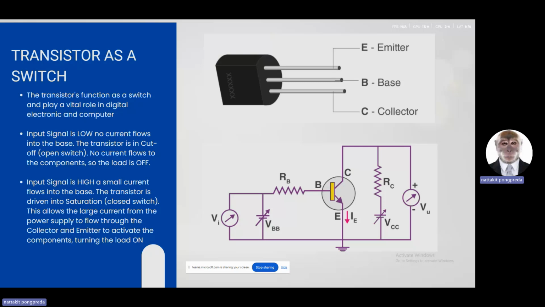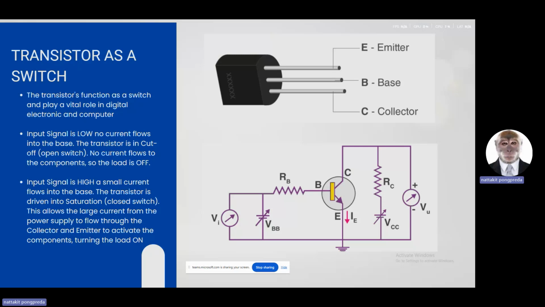The input signal is a low current. If there is a low current or no current flowing into the base leg, the transistor will cut off. In the circuit diagram, it is an open switch, so no current will flow through the components, and the load is off.